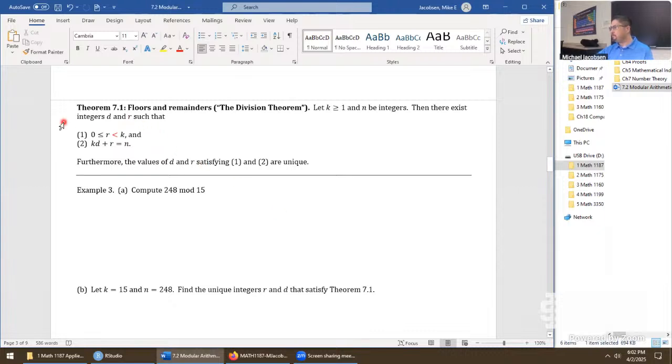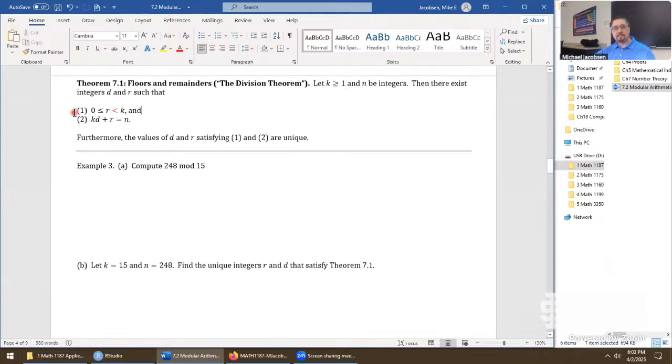So this is the whole theorem. It says let k be positive, greater than or equal to 1. Let n be any integer. It just says it's an integer. Then there exist integers d and r. Moreover, they are unique integers. There's only one way to solve this problem. There are unique integers d and r such that r is between 0 and k. k came from here, and k times d plus r is n. n came from over here. And that's the whole theorem.